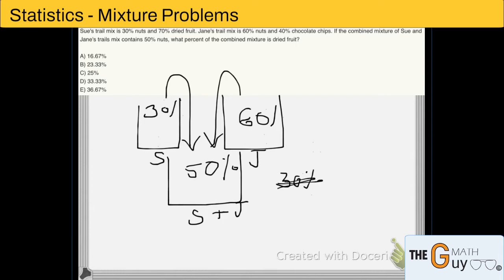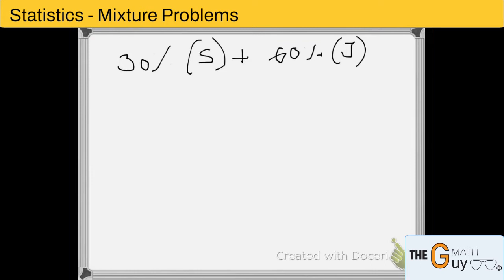so I'm going to use the next screen here. 30% of S plus, how much was it? Yeah, 60% of J. So these are the nuts. 30% of S is all the nuts coming from S, the first jar. 60% of J calculates all the nuts coming from the second jar. Added together, you will get the number of nuts in the final jar, which is 50% of S plus J.